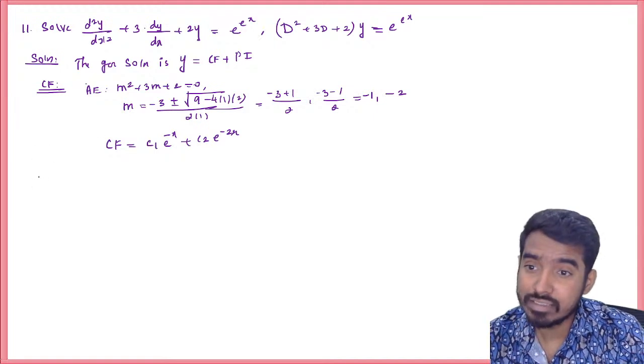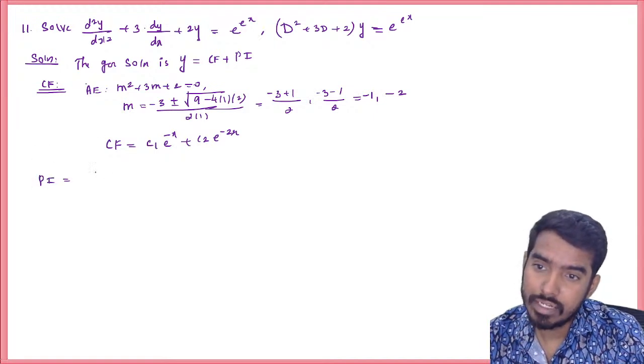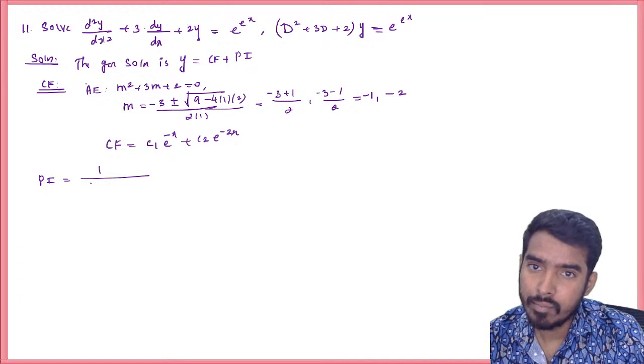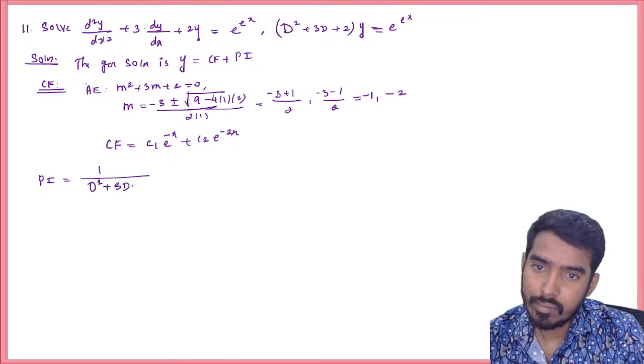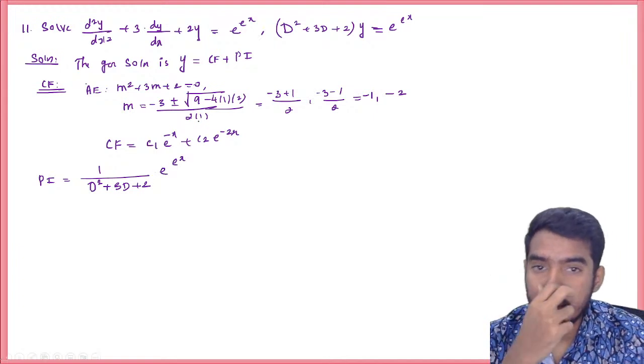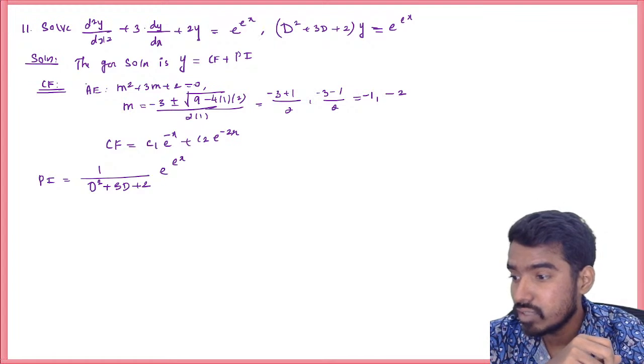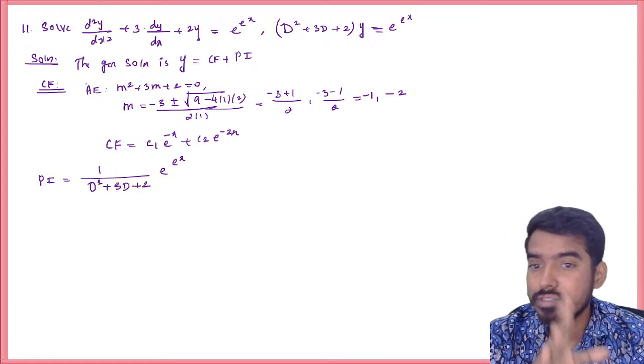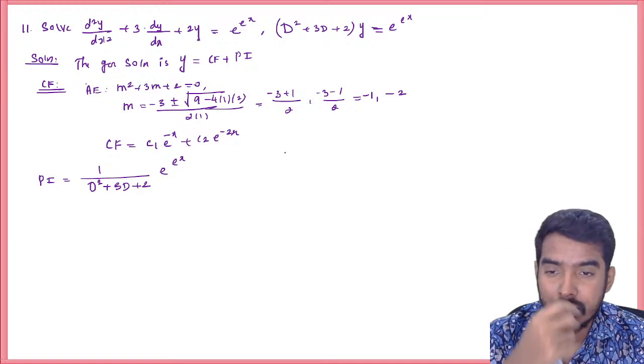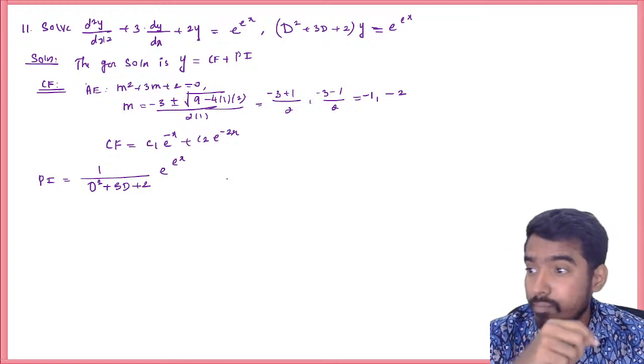Okay, now comes a very important part. What is PI? 1 divided by D square plus 3D plus 2 of e power x. Yes, now how to do this problem? Only e power ax is very easy, but here we have e power x.